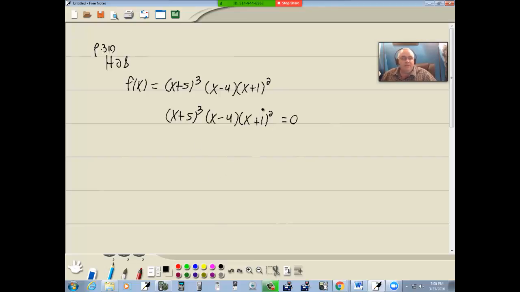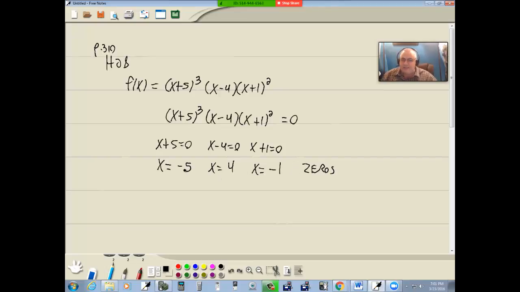Okay, now how we'd solve this is you'd factor this, which we already have, and then by the zero factor property, we'll set each factor equal to 0. So we'll set x plus 5 equal to 0, we'll set x minus 4 equal to 0, and we'll set x plus 1 equal to 0. Now notice I'm ignoring the powers for now. I'll come back to those. And solve these. So we get x equals negative 5, x is equal to 4, and x is equal to negative 1. These would be our zeros.